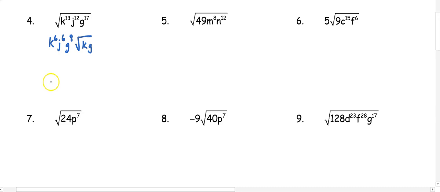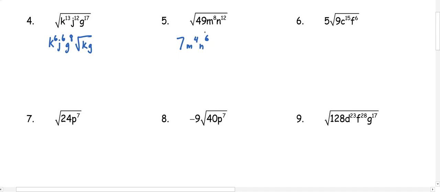Now, number 5 starts to include numbers with us. So we have the square root of 49, m to the 8th, n to the 12th. So we're going to treat each thing separately still. So 49, we know the square root of 49 is 7. It's a perfect square, so nothing's left over. M to the 8th is even, so we're just going to divide that by 2, and we get m to the 4th. N to the 12th is also even, so when we divide by 2, we get n to the 6th.